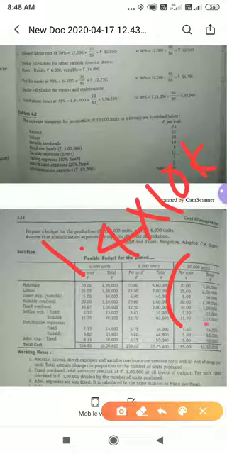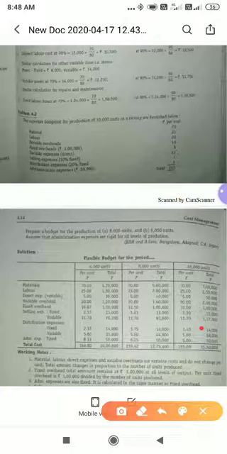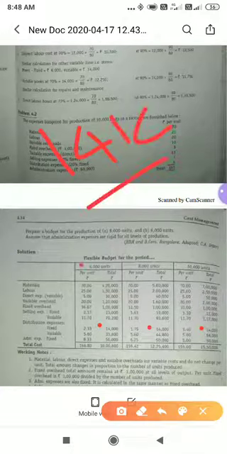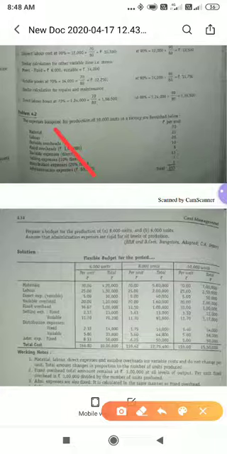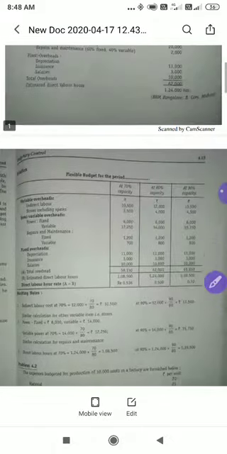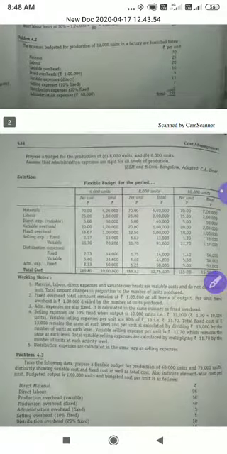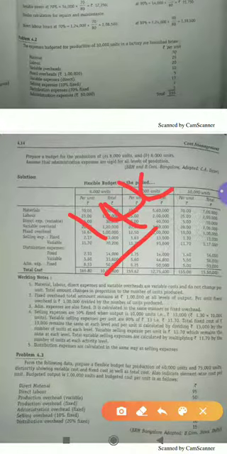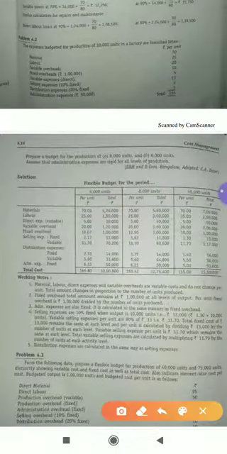1.4 into 10,000, you will get 14,000. And please don't get confused. If you get any fixed cost, that will be same for all the levels of activity. Look at here. For 10,000 units, 14,000, 8,000, 14,000, and 6,000, 14,000. But fixed cost per unit will change. How? 14,000 divided by how many units we have here? 6,000. Then we will get 2.33. Next we have 14,000 divided by 8,000 units. Then we will get 1.75, and already we have calculated for 10,000 units.